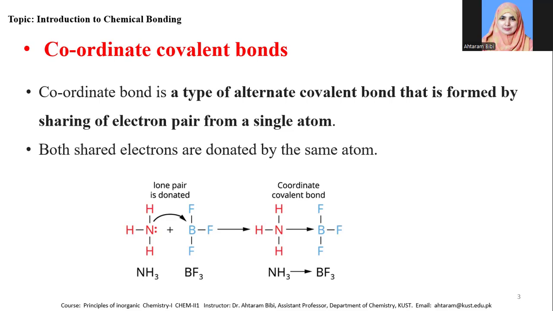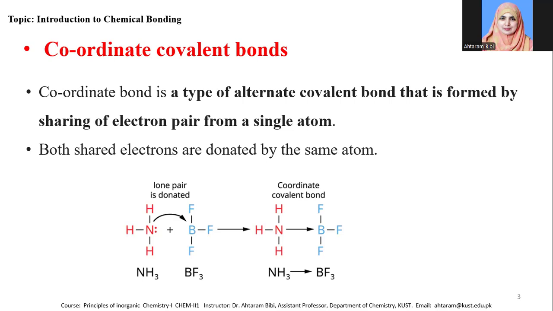For example, we can see the example of coordinate covalent bond in the bond of ammonia and boron trifluoride. In the ammonia molecule, nitrogen contains a lone pair of electrons, which can be donated to the boron, which is an electron deficient species, and form a coordinate covalent bond. So it is formed by the sharing of electrons, therefore it is known as a covalent bond. But as both the electrons are donated by one of the atoms, this type of covalent bond in which both the electrons are donated by a single atom or a single molecule is known as coordinate covalent bond.